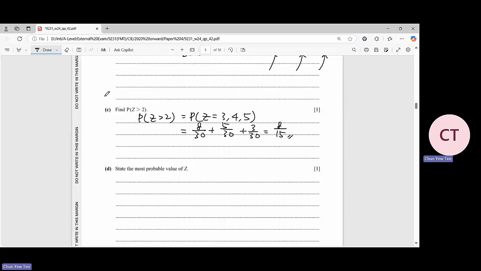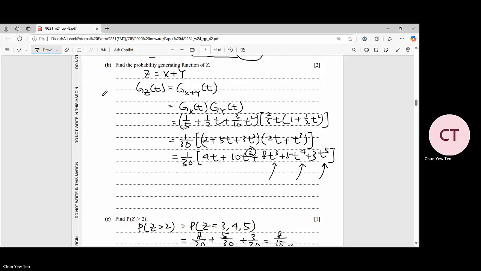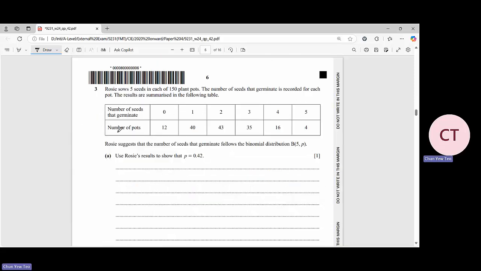So just say that P(Z equals 2) will give you the coefficient value of 10 over 30, and it will be equal to 1 over 3. Okay, see, this one is the greatest probability. So therefore, your Z is 2. So this will be the answer for number 2D. Let's move on to number 3.